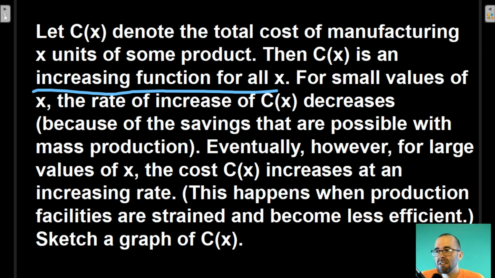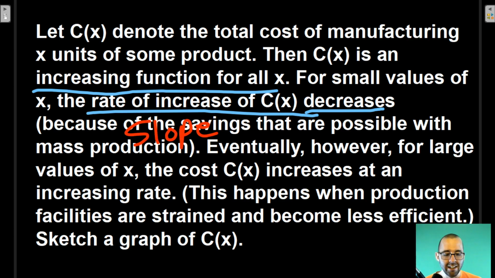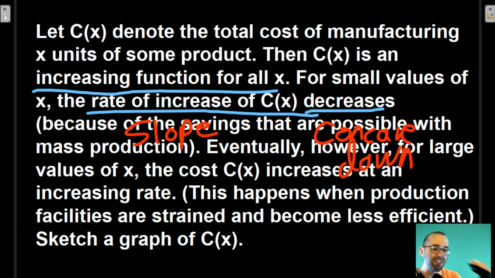So it's also going to provide some context on what's happening with the shape. So first off, we know it's increasing. Next, for small values of x, the rate of increase of the cost function decreases. So what does this mean? Because it kind of looks weird. For small values of x, the rate of increase decreases. Kind of sounds backwards. Rate of increase, that's the slope right here, right? And it's decreasing, that means concave down. If the slope decreases, that's concave down.